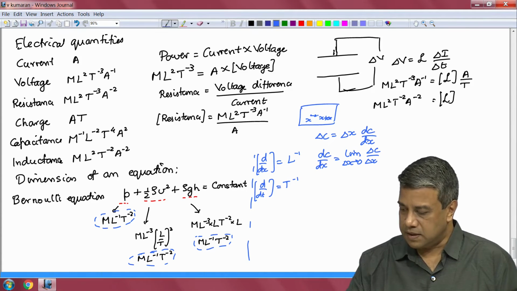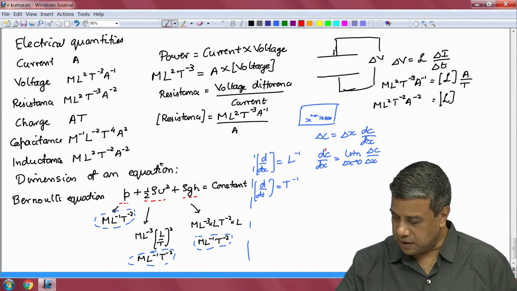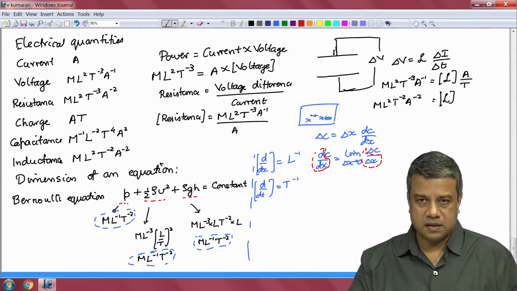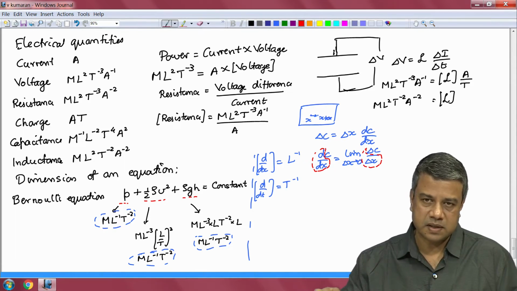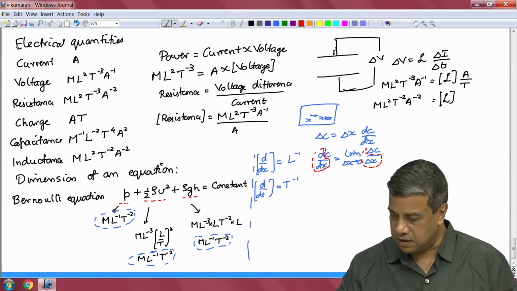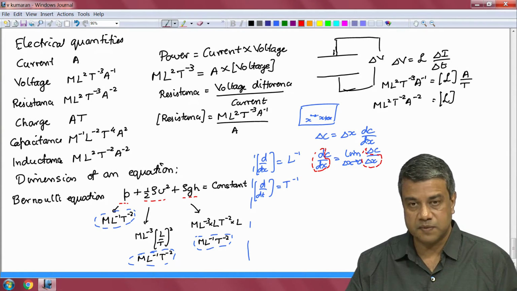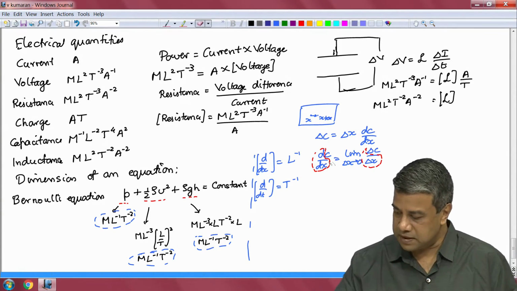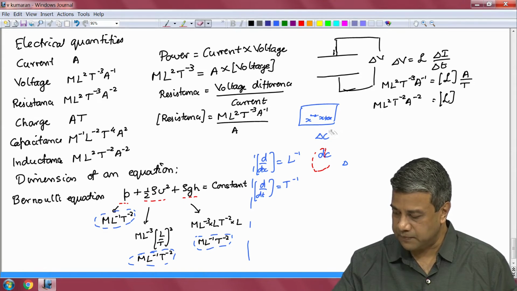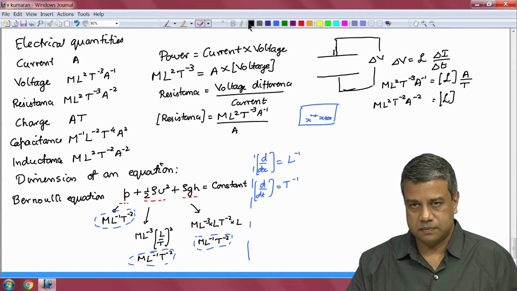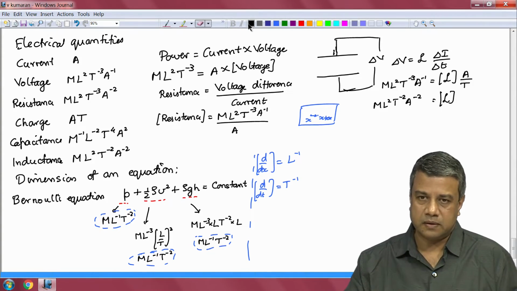And you can see that the derivative has the same dimension as 1 over delta x, because the change in concentration has the same dimension as concentration. Therefore, the derivative has the same dimension as the inverse of length. That is for a spatial derivative. The time derivative has the same dimension as inverse time. So, derivatives have dimension. A derivative with respect to one particular quantity has the dimension of the inverse of that quantity.